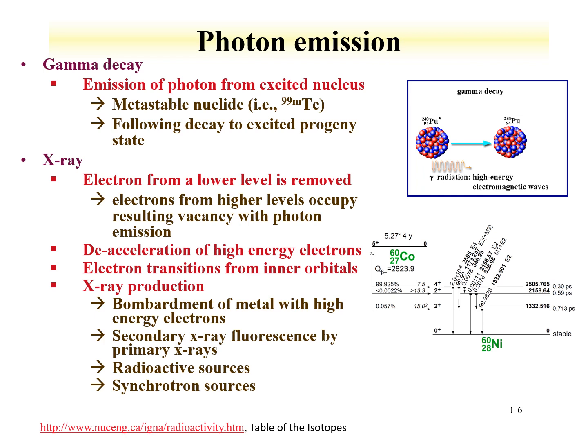You can also get X-rays from deceleration of high energy electrons, and you can also get electron transitions from the inner orbitals. So you get a number of these changes occurring, producing these X-rays. One can produce X-rays by bombarding of metal with high energy electrons. You can have synchrotron light sources. You can have radioactive sources, so you can have a number of different sources.